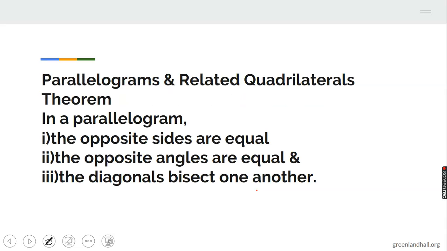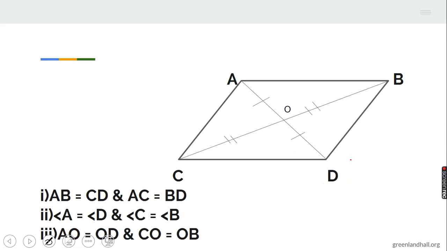Then I move over to parallelograms and related quadrilaterals. The theorems you need to know here are as follows. One, in a parallelogram, the opposite sides are equal. Two, the opposite angles are equal. Three, the diagonals bisect each other. These are the theorems you need to know, and many more that are similar to this. You can see they are stated here.